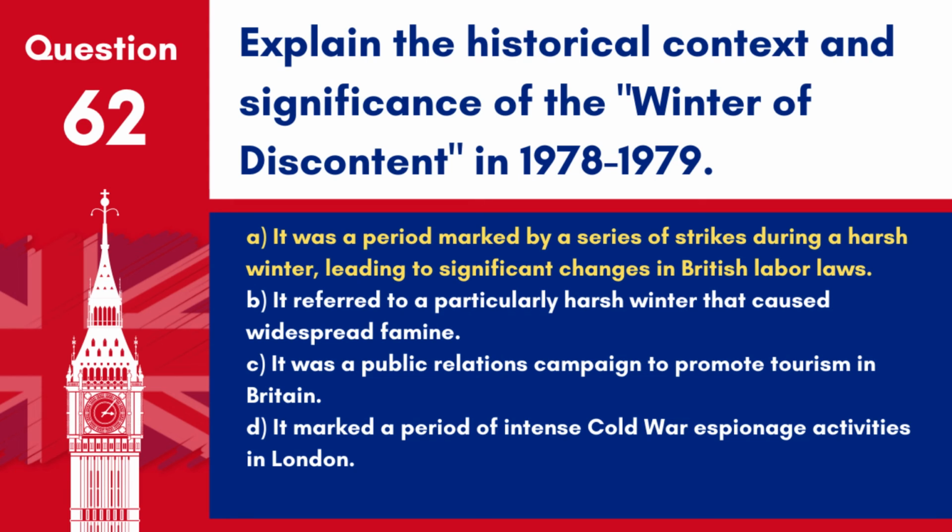Answer A. It was a period marked by a series of strikes during a harsh winter, leading to significant changes in British labour laws. The Winter of Discontent led to widespread public dissatisfaction with the government's handling of the economy and labour disputes, contributing to the electoral victory of Margaret Thatcher in 1979.